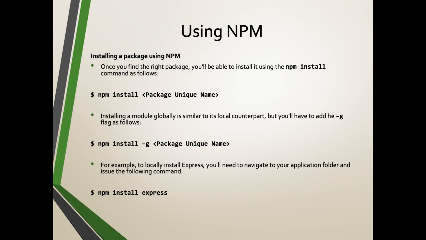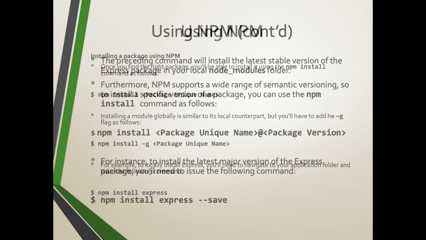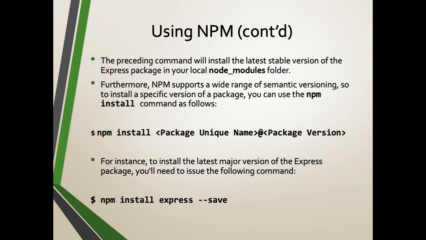The difference is when you type npm install, any files in that folder will be able to access it, but once you go to another folder, it won't be able to access it. So you'll have to npm install it again, or you can install it as a global package, and then you can require it in your other files. For the example, because we're going to be using Express, it shows here that you can type npm install express, and that will install it to your local folder. The preceding command will install the latest stable version of the Express package in your local node modules folder.